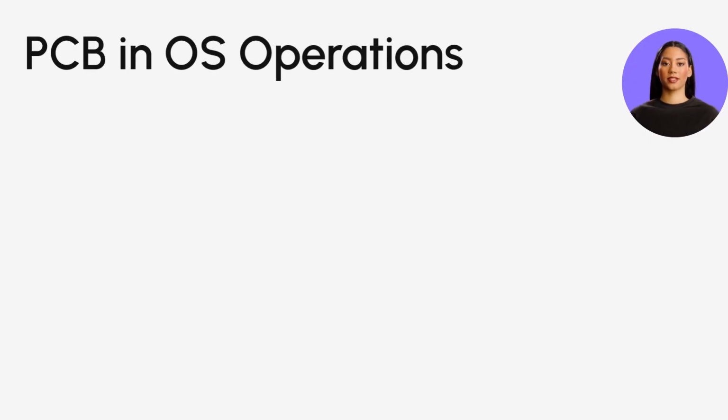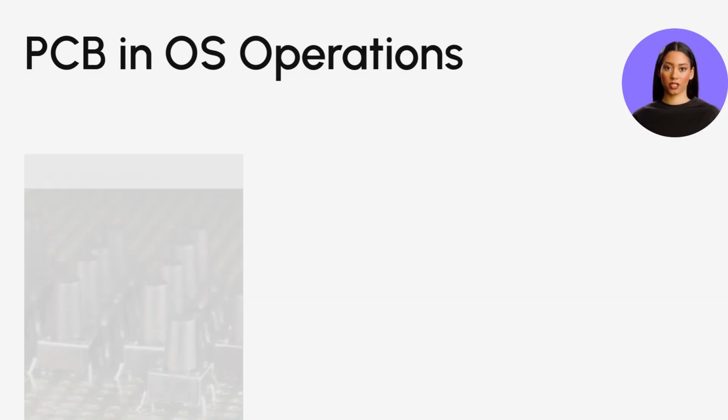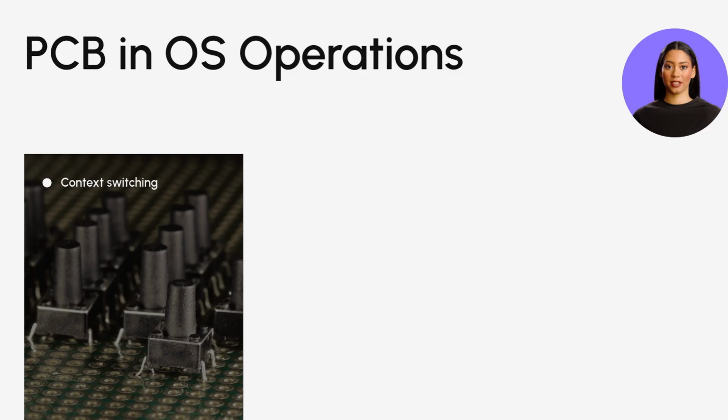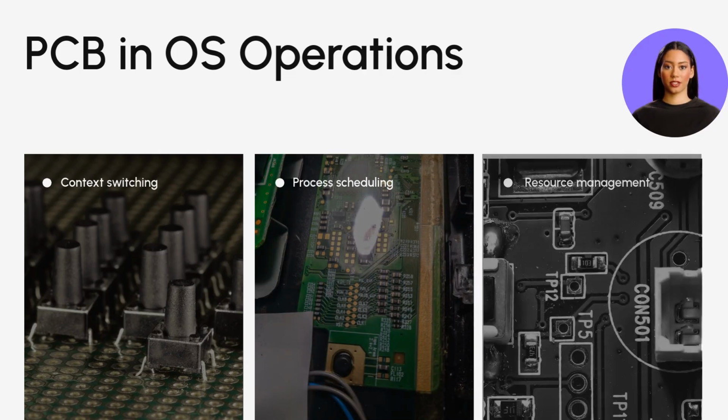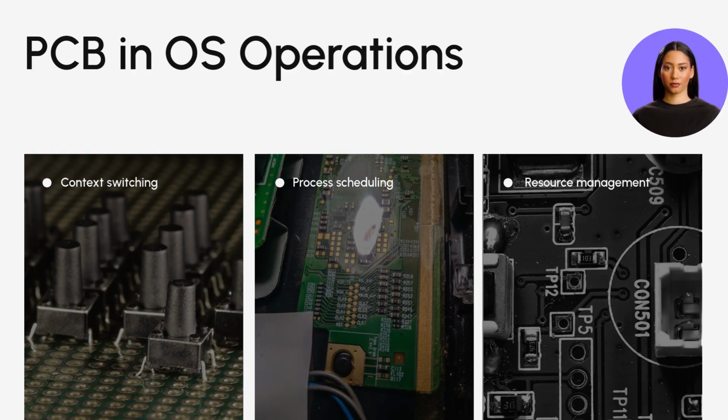The PCB facilitates context switching by saving process states. It supports process scheduling decisions. Maintaining process isolation and control is crucial. The PCB aids in resource management and debugging. This chapter highlights its vital role in OS operations.